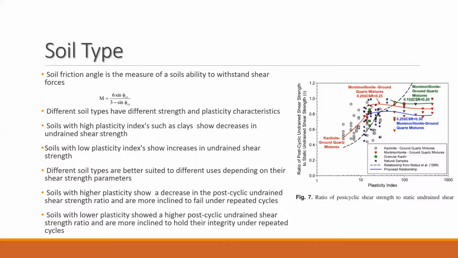We can see through rigorous testing that soils with high plasticity show a decrease in the post-cyclic undrained shear strength ratio and are more inclined to fail under repeated cycles, whereas soils with lower plasticity indexes showed a higher post-cyclic undrained shear strength ratio and are more inclined to hold their integrity under repeated cycles, making for better footings.